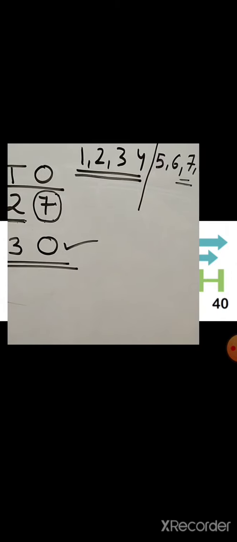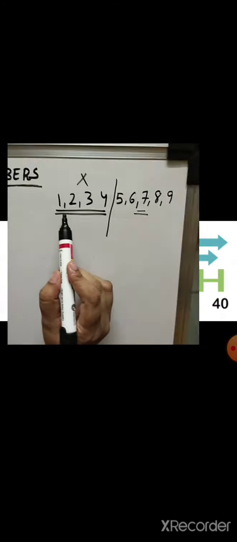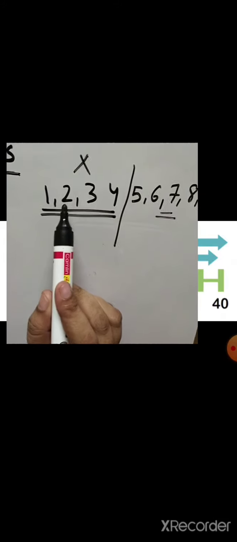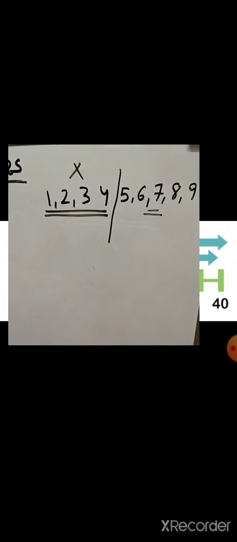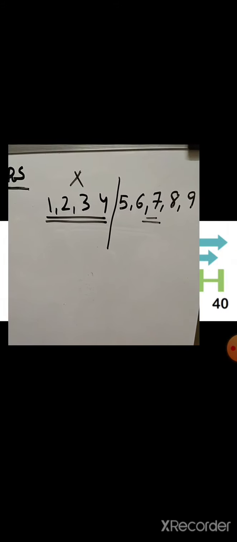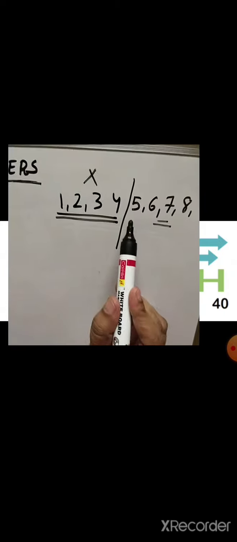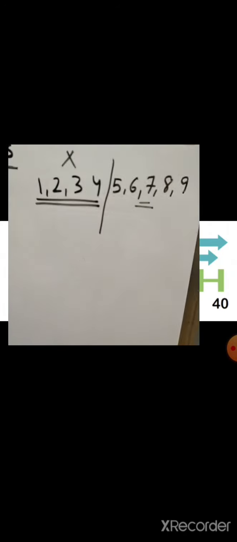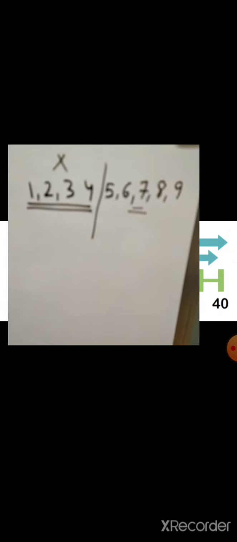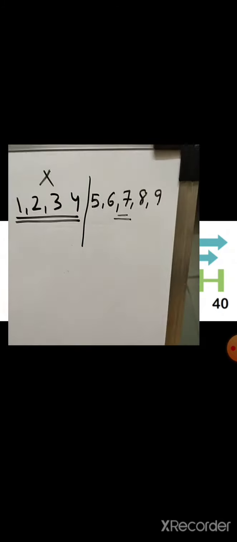Now, let us take some other example. Remember, if at ones place the number is 1, 2, 3 or 4, tens place will not change. But if on ones place the number is 5, 6, 7, 8 or 9, then the tens place will increase by 1 and ones place will become 0.